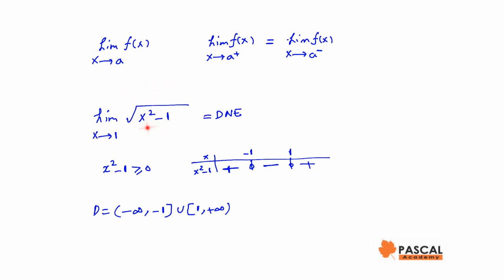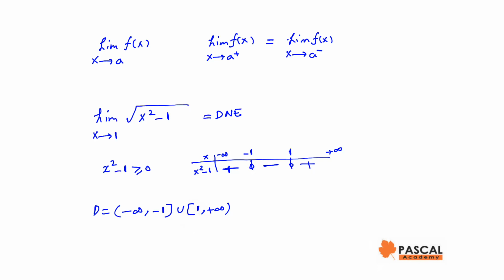The function f(x) equals square root of x² minus 1 is defined when x² minus 1 is greater or equal than 0. x² minus 1 is 0 when x is 1 or negative 1. For x between 1 and negative 1, x² minus 1 is negative. And for x more than 1 or less than negative 1, x² minus 1 is positive. This means the domain of f(x) equals square root of x² minus 1 is from negative infinity to negative 1, 1 is included, or from 1 to positive infinity, 1 is included.